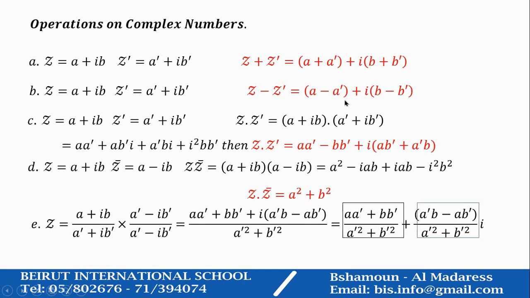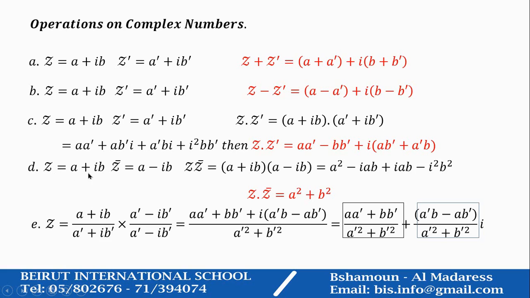The real part is A minus A prime, the imaginary part is B minus B prime. The product: here you distribute, A A prime plus A i B prime, i B A prime, i squared B B prime. Recall that i squared is minus 1. If you substitute for i squared minus 1, you will end up with A A prime minus B B prime. You take i as a common factor here, into A B prime plus A prime B. This is the result of their product.